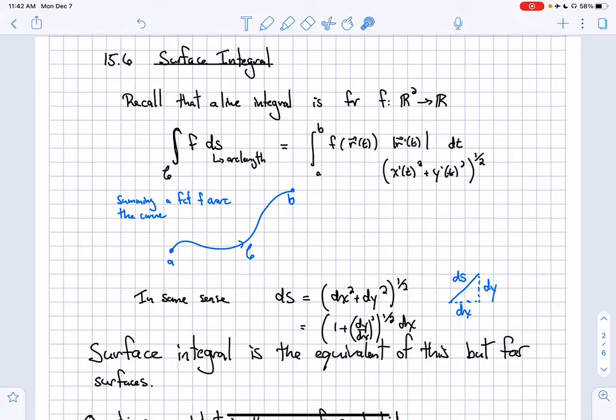More generally, this is the size of the velocity vector, where the parameter now is t, okay, the square root of x prime of t squared plus y prime of t squared, and there's a dt, okay? So that gives you, if you want, the length of a small segment along the curve, okay? And that curve is curvy. It's not necessarily straight, so that's why we need this, okay?